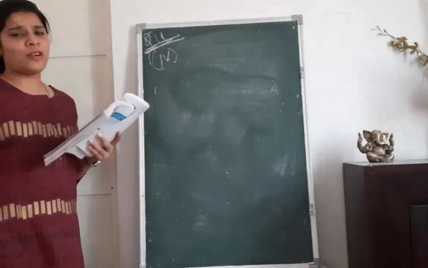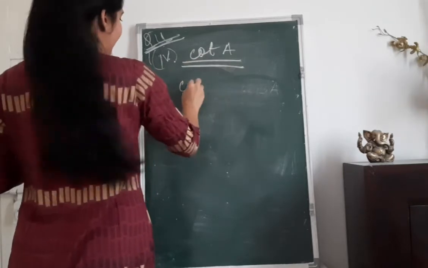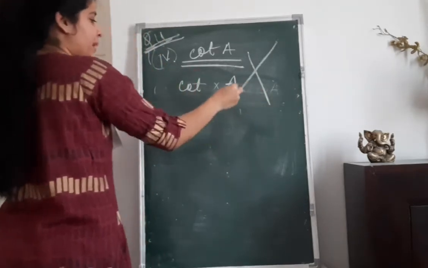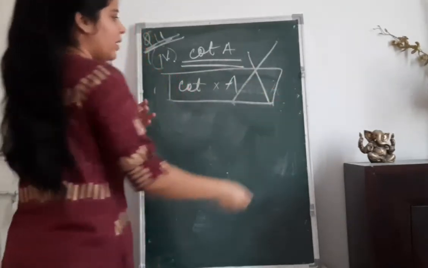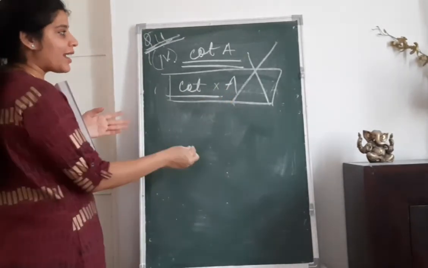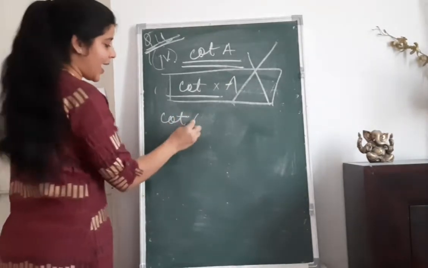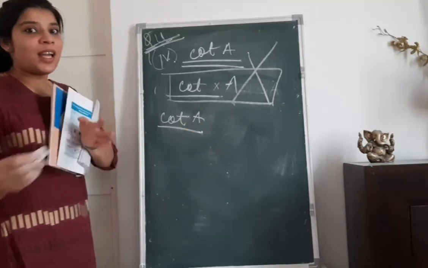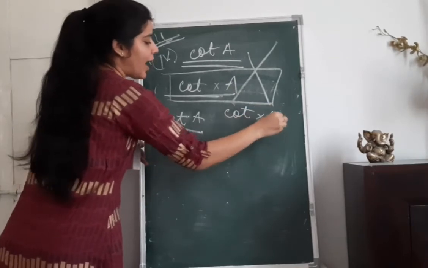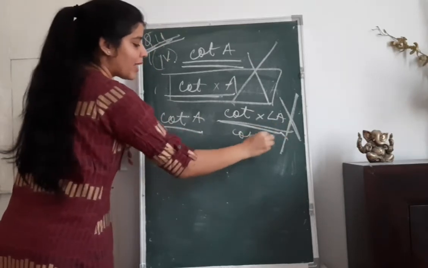Cot A is the product of cot and A. See, this is wrong, and this is the biggest blunder sometimes which children do in their exam. Cot A is not the product of cot and angle A. Cot A is simply cotangent of angle A, right? Cos A is simply cosine of angle A. So you always have to remember that cot A is nothing but cotangent of angle A.